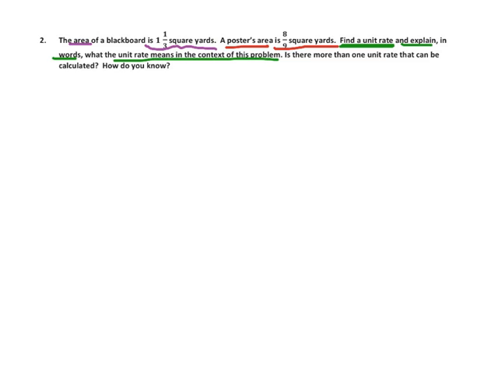The last part says, is there more than one unit rate that can be calculated? How do you know? Well, don't get caught up on that question. Let's just try to solve for the unit rate one way and see if we can find a unit rate in another way, and then we can answer that question. I'm just going to start with the given information. I have 1 1/3 square yards, or yards squared, because we're talking about area.